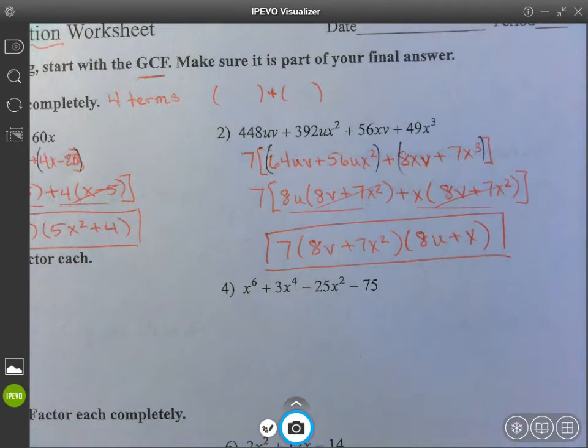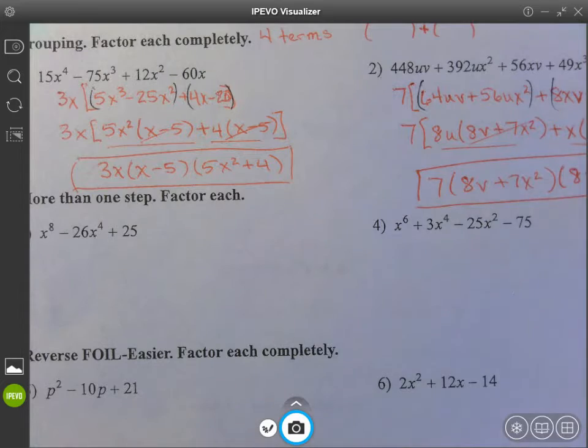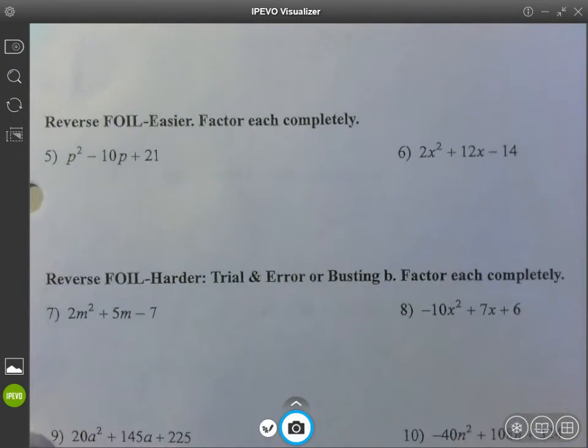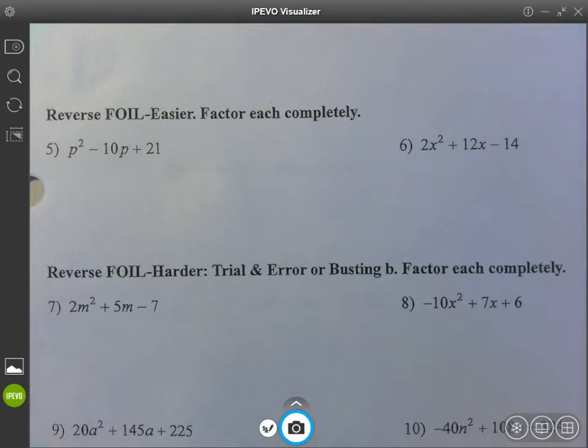Okay, I'm actually going to skip numbers 3 and 4 and come back to them. So numbers 3 and 4 said they have more than one step, and I'd like to come back to those because I think we need to brush up before we do those. So let's jump down to 5 and 6. Now, I have on here reverse FOIL easier. Do you remember what makes the reverse FOIL easier?